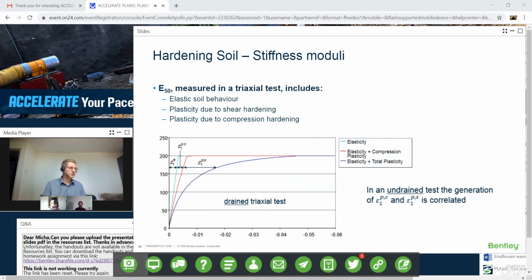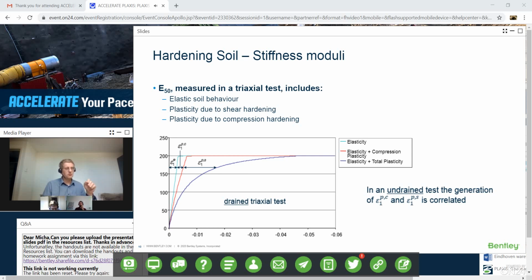Now, E50 is a parameter we get from a triaxial test, which is very nice and practical because we can just measure it. Now, if we do this, since we get it from a test, we have to realize that in the test, we probably have some elastic behavior, some plasticity due to shearing, and some plasticity due to compression behavior. And those, if those are being considered in a drained triaxial test, this is what the graph is that you see below.